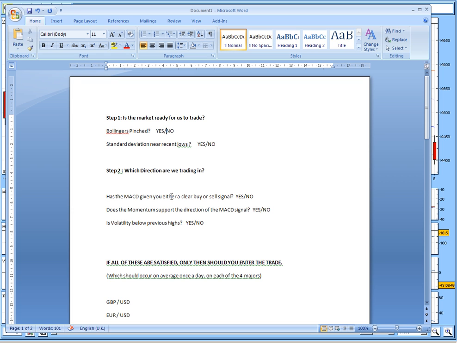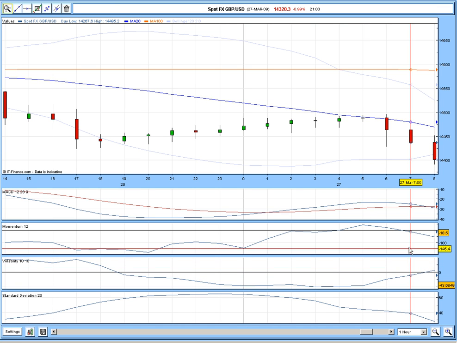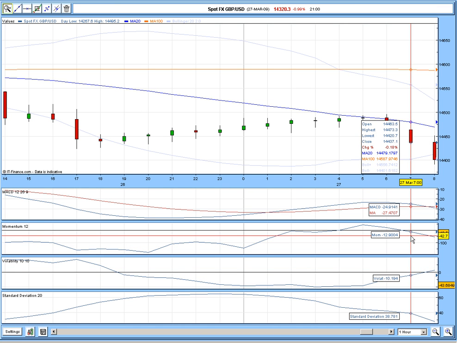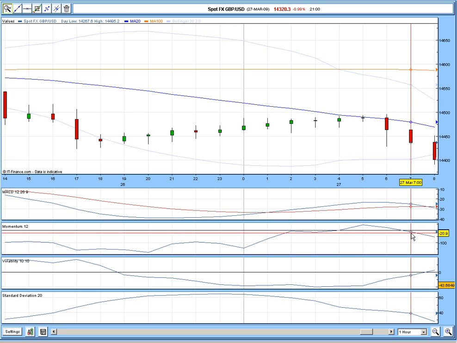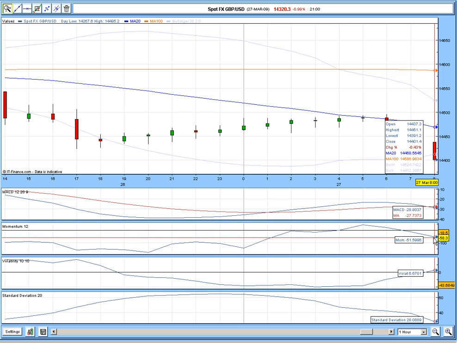Has the MACD given you either a clear buy or sell short signal? Yes. We're then moving on to the next bit, which is, does the momentum support the direction of the MACD signal? So really what we're asking is, the momentum over the past 1-2 hours, has it been going down because the MACD is telling us to sell short? So over the past 3 hours, in fact, the momentum has been trending downwards.